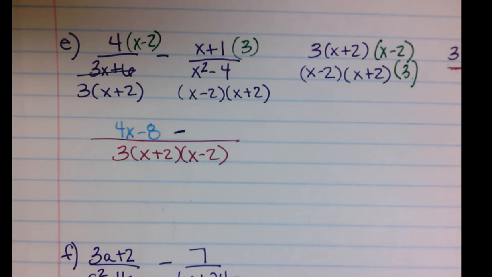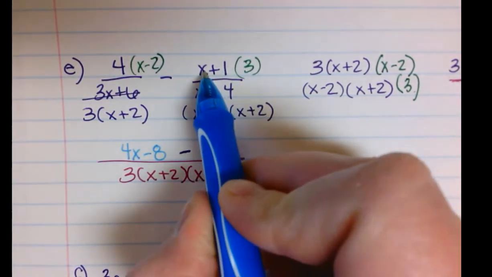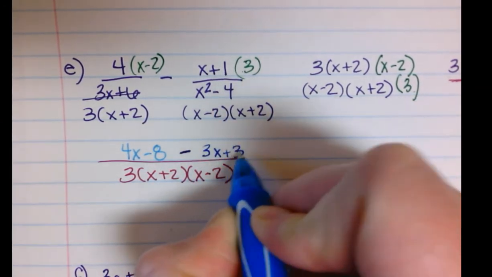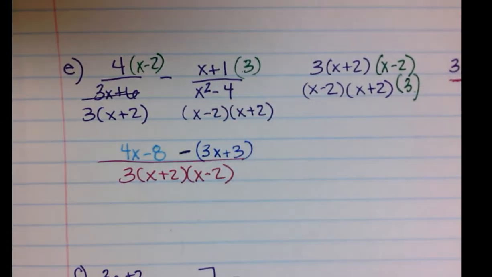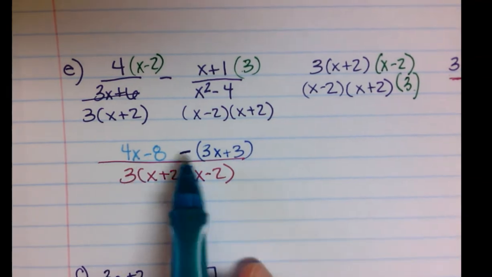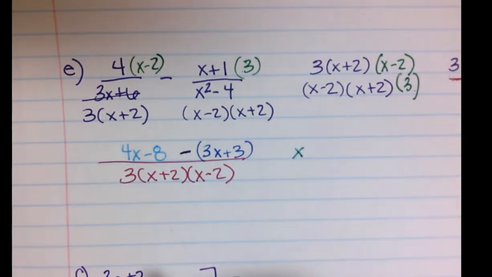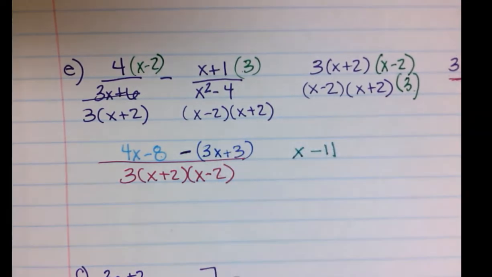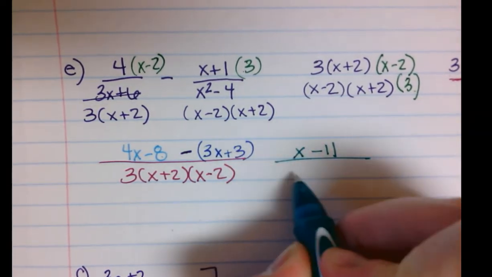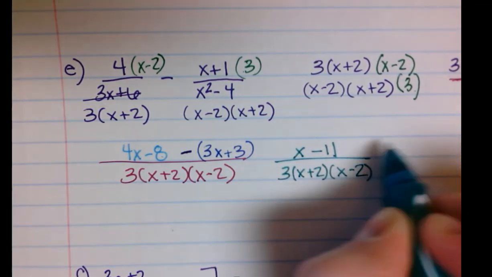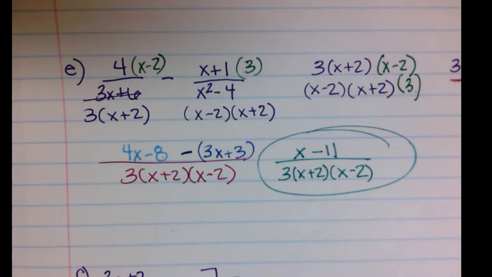Okay, so 3 times x is 3x. 3 times 1 is 3. This has to stay in parentheses because you have to subtract both of these. So simplifying this, 4x minus 3x is going to be an x. Negative 8 minus 3 is a negative 11. And that's going to just be over this 3 times x plus 2, x minus 2. And that's your final answer.